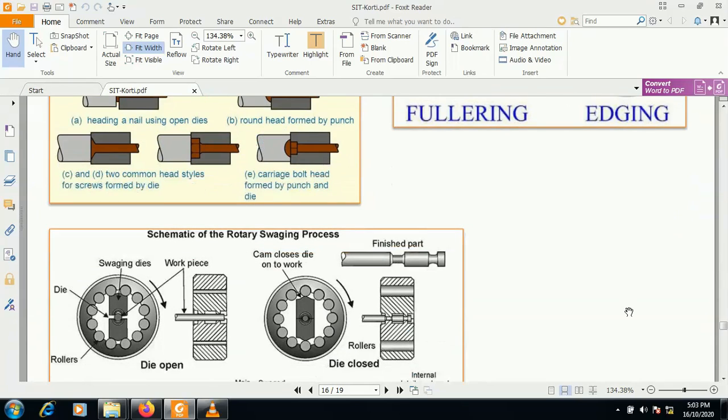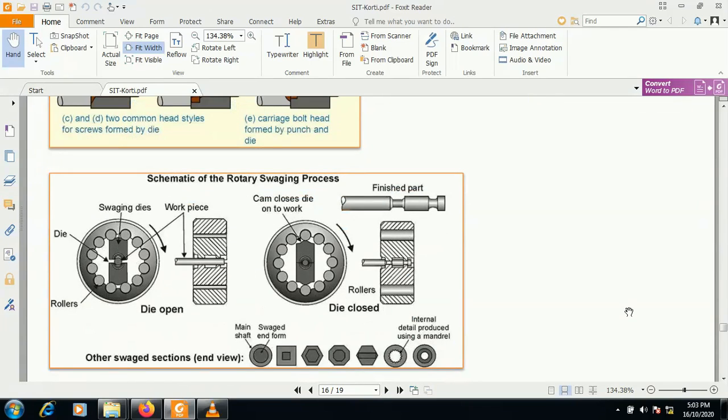Next is the schematic of the rotary swedging process. This is the top view of the dies. This is the cut section or side view cut section of the dies. Now you can see this is the workpiece. At the center you can see the workpiece and the swedging dies. In the swedging dies, the workpiece is compressed. Swedging means to reduce its diameter and proportionately increase its length.